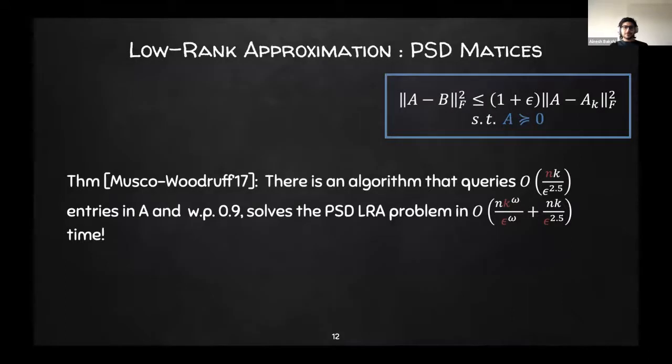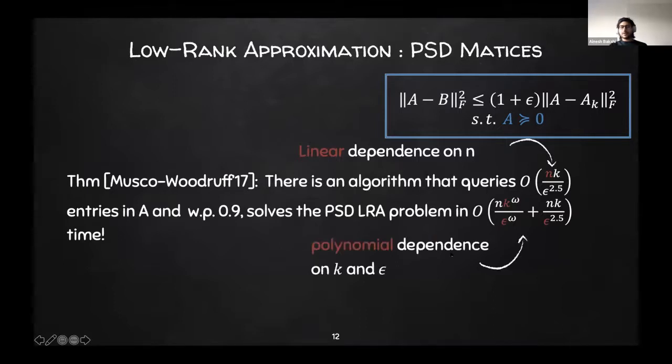This question was first addressed in this beautiful work by Musco and Woodruff. And what they show is that you actually do not need to read most of the matrix. This is quite surprising. What they show is that you can get a linear dependence on the number of entries that you have to read in the matrix. So a linear dependence on the input dimension, and a polynomial dependence on the target rank k and the desired accuracy epsilon. The exact terms are not important now. I'll get back to them in a bit.